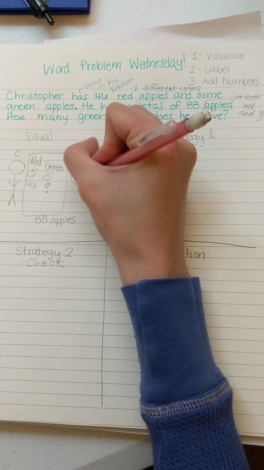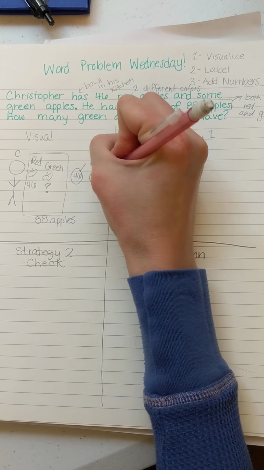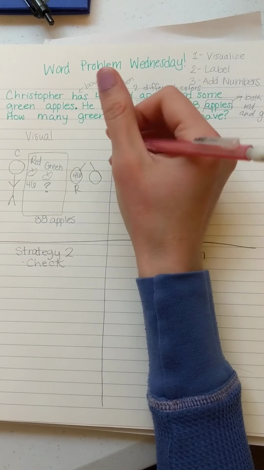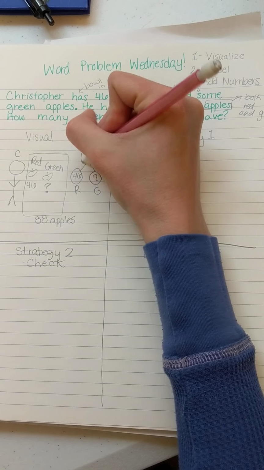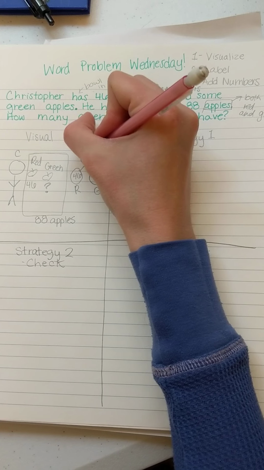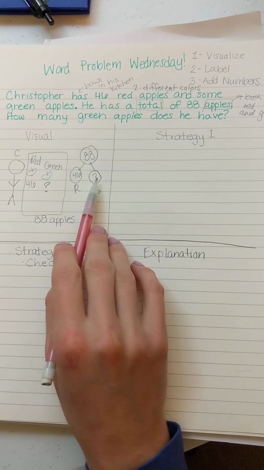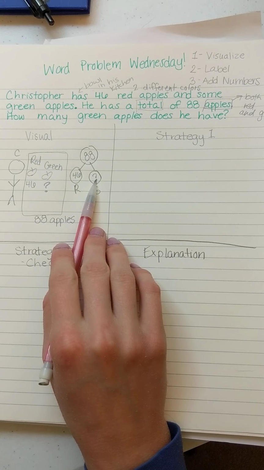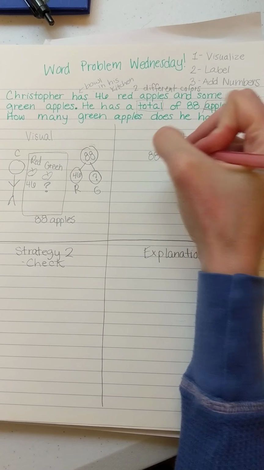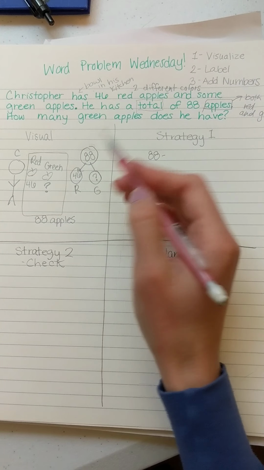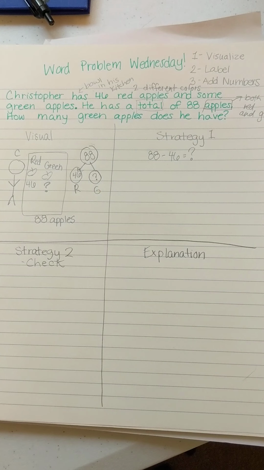So this is like one part is 46. The other part, this is the red part. And then the green part, we don't know. We do know that in all, he has 88 apples. Okay, so whenever I'm missing a part or a piece, that means 88 is my biggest number. I'm going to write my equation over here, and I need to take out 46 to find what's left.